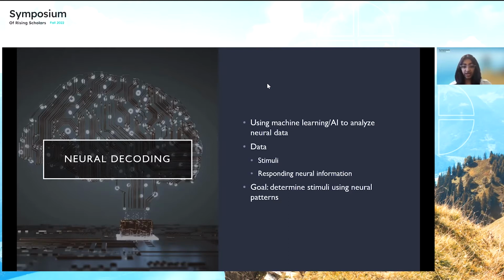The data you get for neural decoding typically has a stimulus, which is an event or some sort of thing that triggers a response in an organism. The responding neural information, the neural information that coordinates that response, would be your dependent variable in this data set. The goal of neural decoding is to determine what the stimulus is using the responding neural information.